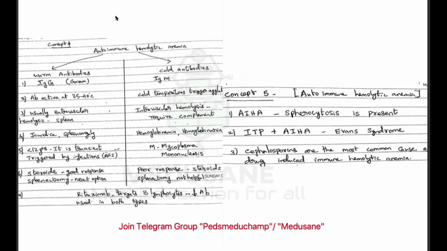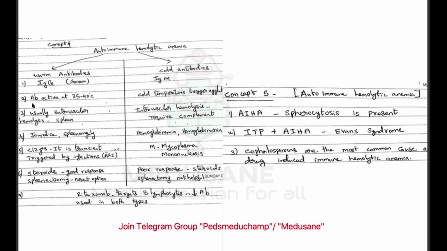Now comes the concept 4. In autoimmune hemolytic anemia, we divide them into warm autoimmune hemolytic anemia, due to warm antibodies, and cold autoimmune hemolytic anemia, due to cold antibodies. So simple 4-5 points. Warm antibodies are because of IgG. So remember G for garam, warm. So IgG mediated. Cold antibodies are because of IgM.